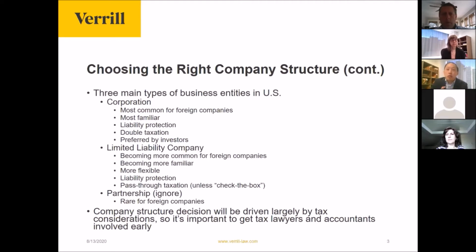Some clients really want the flexibility of an LLC, and they want the benefit of being taxed as a C Corp. For others, they don't see the flexibility as much of a benefit. If anything, they see being an LLC taxed as a corporation as kind of confusing, and so they just decide to form a straight out corporation. That happens probably more often than not. But the key point here really is that the company structure decision will be driven largely by tax considerations. So it's important to get your tax lawyers and your accountants involved early.